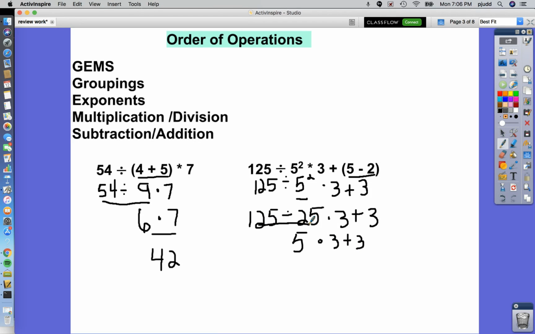Okay. So my next step is 5 times 3, 15, plus 3. 15 plus 3, that's 18. And I am certain that you got the same answer, 18 for your final answer with your order of operations.